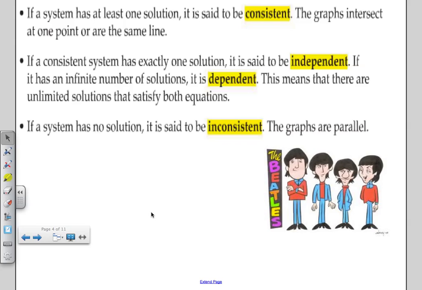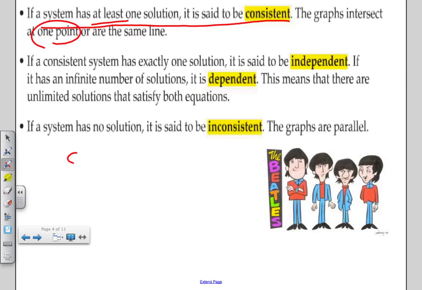Okay, here's some more vocabulary for you. If a system has at least one solution, it is said to be consistent. The graphs intersect at one point or are on the same line. It has at least one. It could have more than one, right? Remember what at least means. Or they could be the same line. So that's what consistent means.